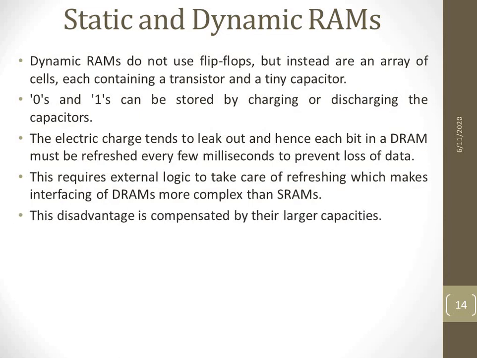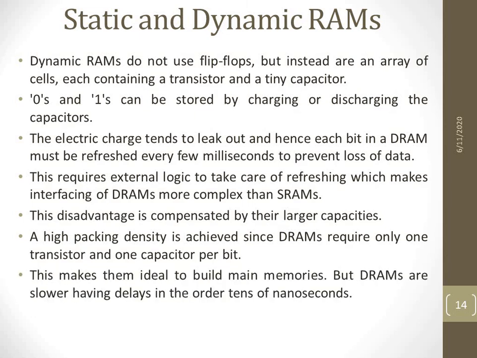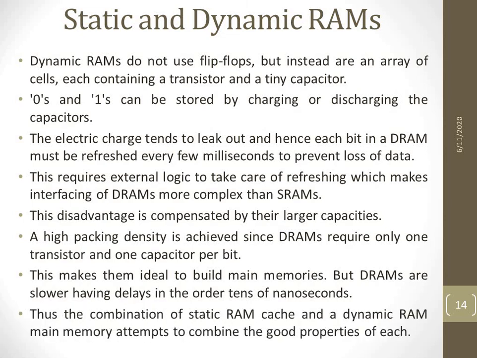This disadvantage is compensated by their larger capacities. A high packaging density is achieved since DRAMs require only one transistor and one capacitor per bit. This makes them ideal to build main memories, but DRAMs are slower, having delays in the order of tens of nanoseconds. Thus, the combination of static RAM cache and dynamic RAM main memory attempts to combine the good properties of each.